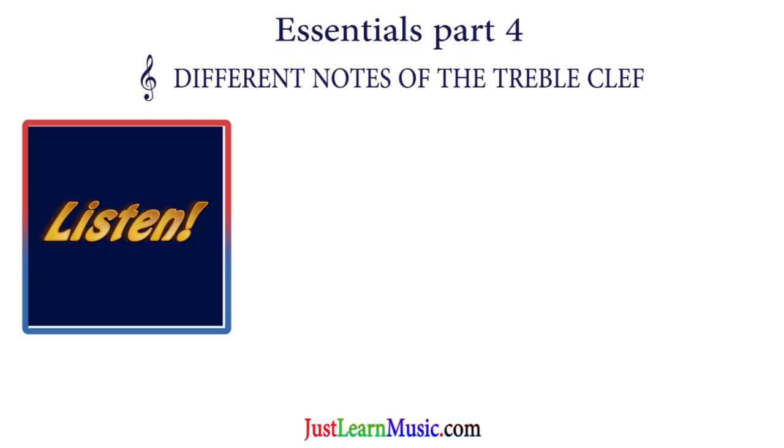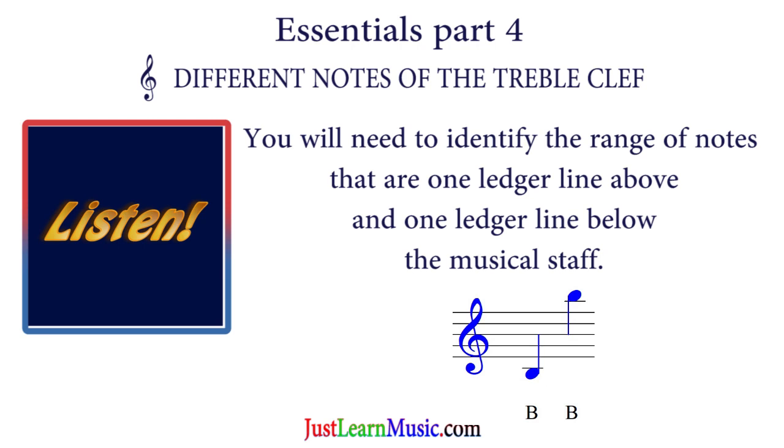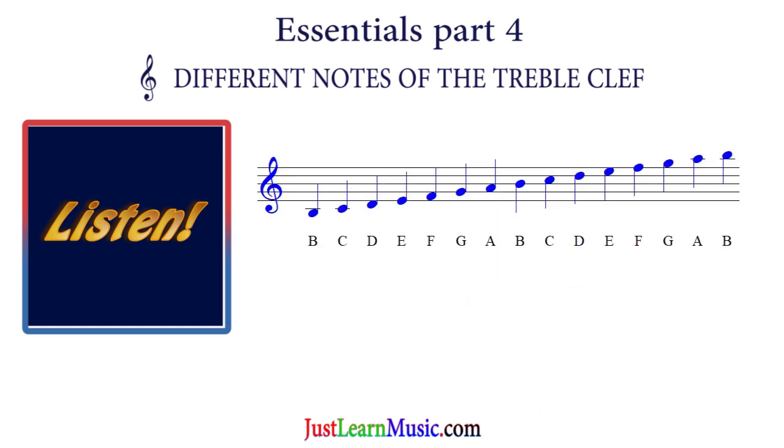The different notes of the treble clef. The notes range from B, below the musical staff, to B, 2 octaves higher, above the musical staff. Your first line explains the entire range of notes, and you can see the note heads gradually increasing with the relative alphabet below it.